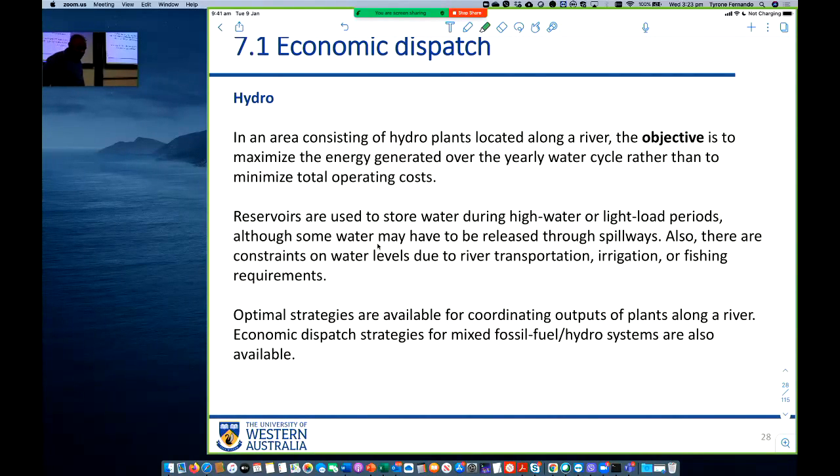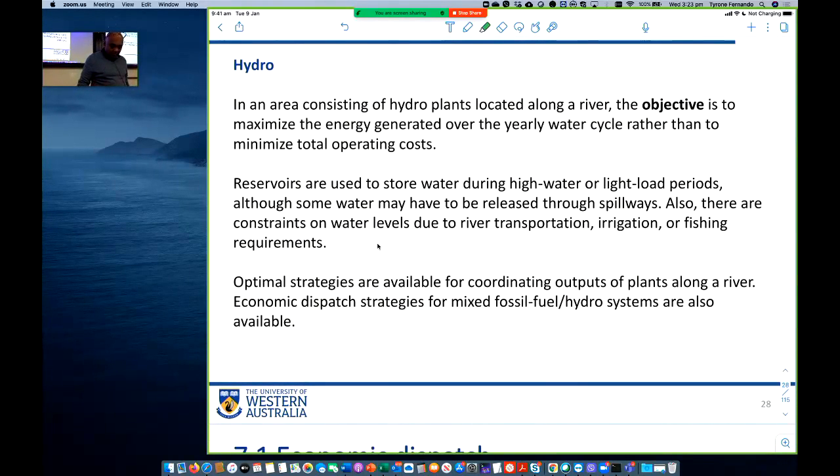Not necessarily minimizing the total operating cost. You just want to generate as much as possible, because when you generate as much as possible, that particular company will then profit more because it's generating more units of energy.